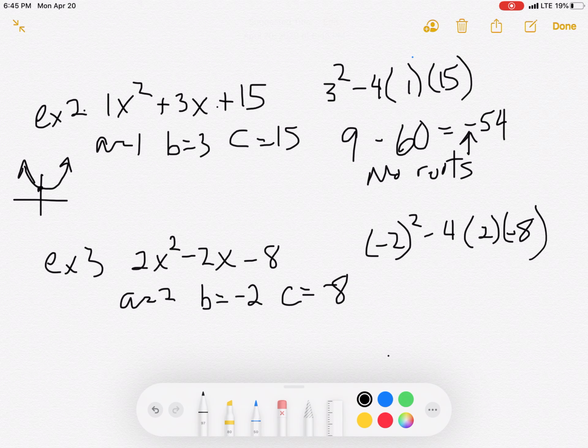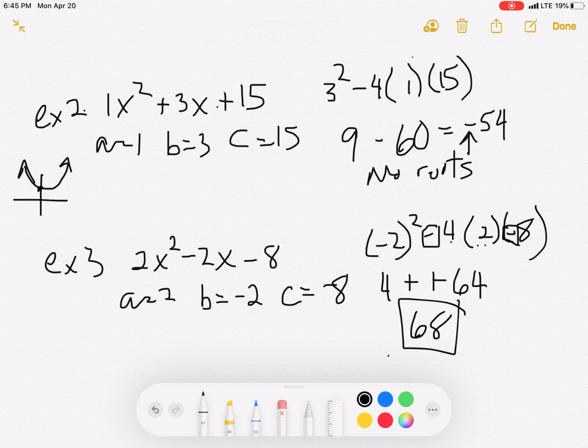And so again, we're going to get a 4 right here, and we're going to minus, and we got 4 times 2 is 8, times negative 8 is negative 64. So you got to really pay attention to your signs. Notice that we have 2 negatives, which are going to make positives, and we get an answer of 68. So again, the answer is a positive number. This b squared minus 4ac is positive, so we're going to have 2 roots.